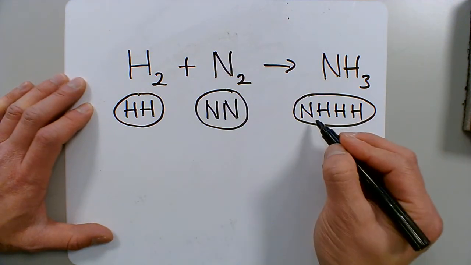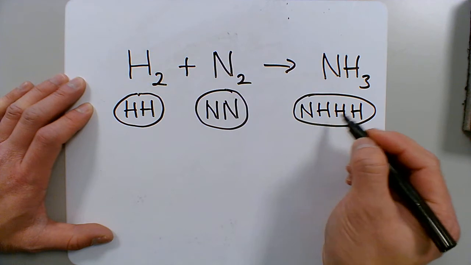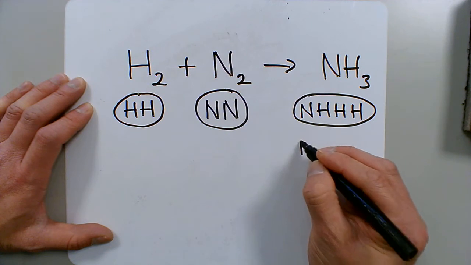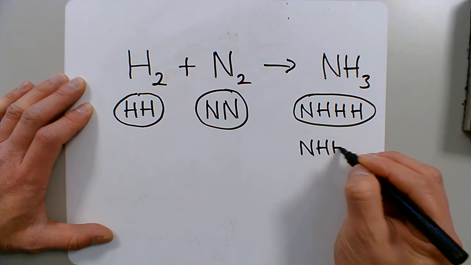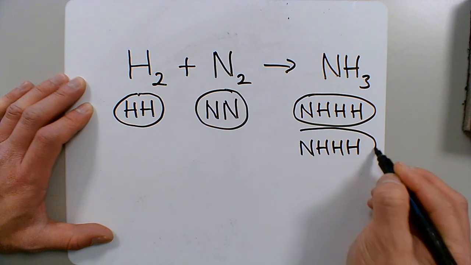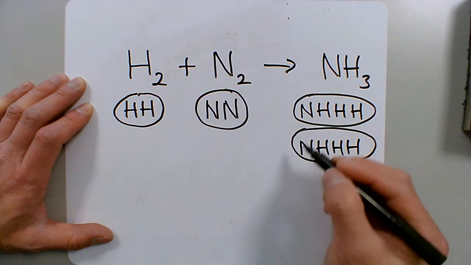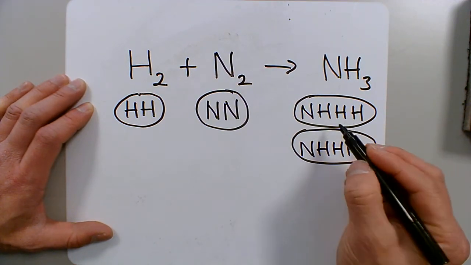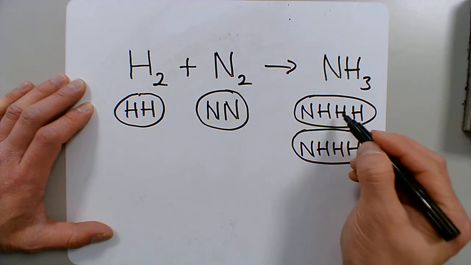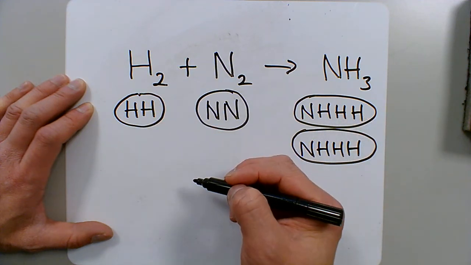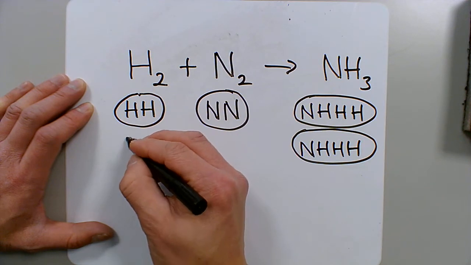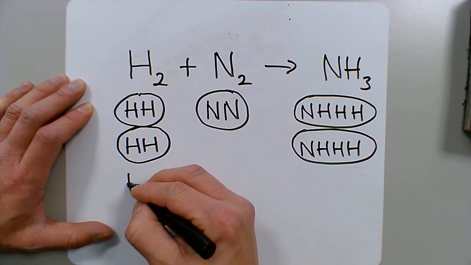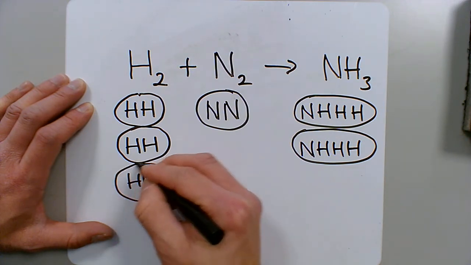We can't change the small number, so we can't change what's inside the bubble, but we can add another molecule of ammonia. So we need another set of these, that whole set. Now we have two nitrogens on the right, two nitrogens on the left. But now we've got 6 hydrogens on the right, but we've only got 2 hydrogens on the left. So what we're going to do is add one more of these and another one to make 6 hydrogens.